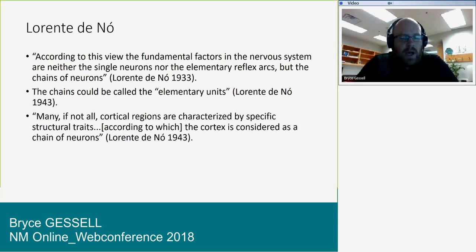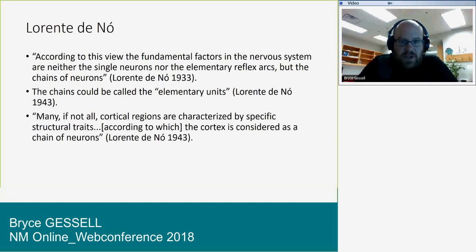Now, Ramon y Cajal had a student named Rafael Lorente de Nó, and de Nó offered a challenge to the neuron as a functional unit. He called it the neuron chain. So his work on cortical anatomy led him to propose that the neuron chain was the brain's functional unit. So take a look at the first quote here. Lorente de Nó, we find him saying, according to this view, the fundamental factors in the nervous system are neither single neurons nor elementary reflex arcs, but chains of neurons.